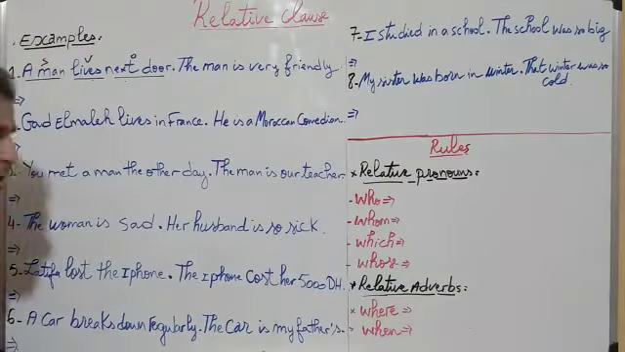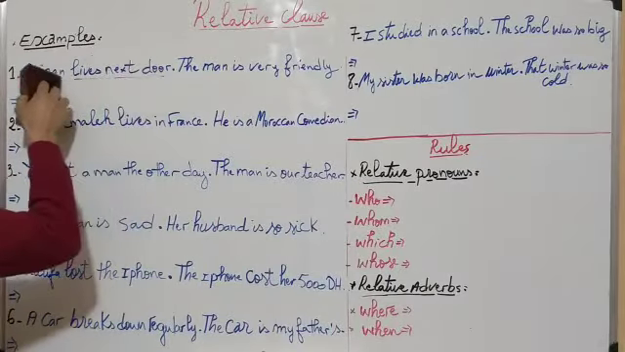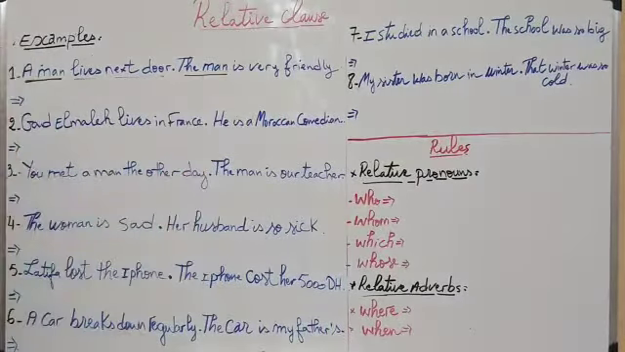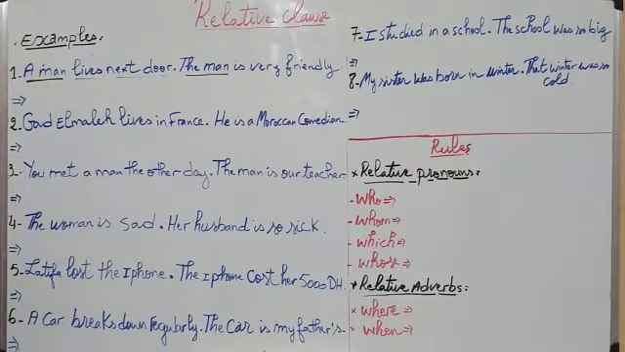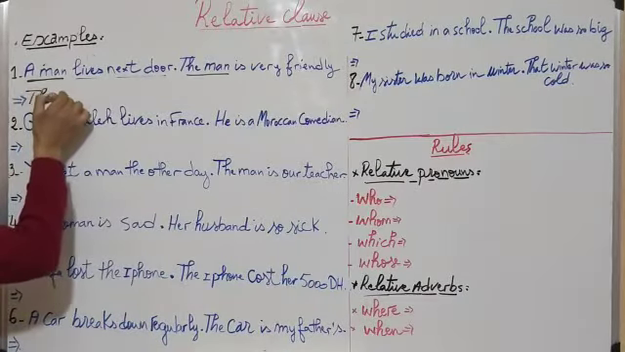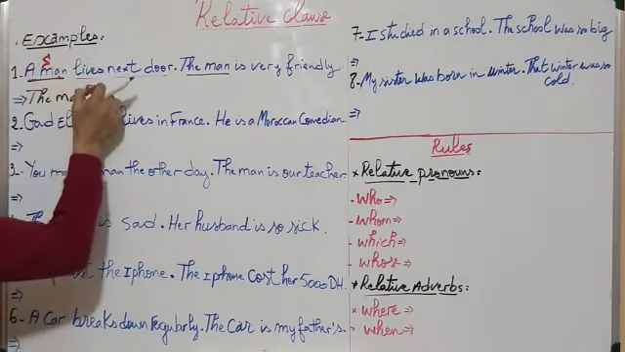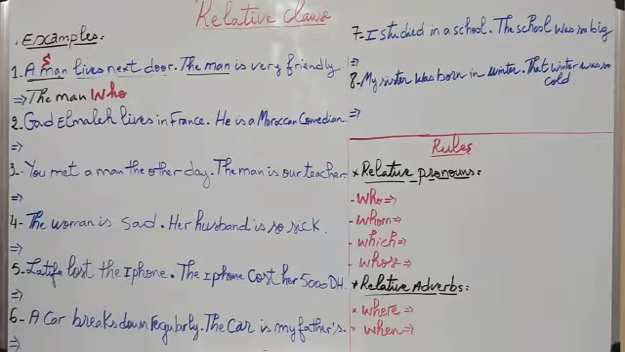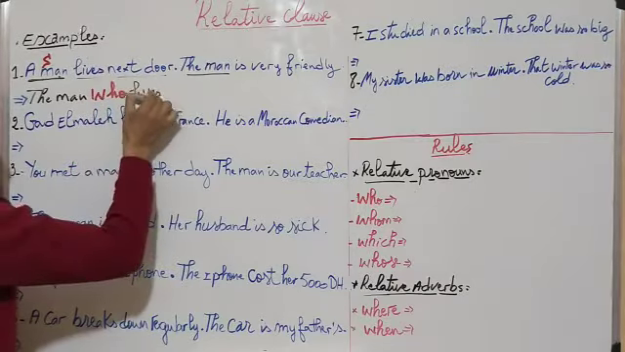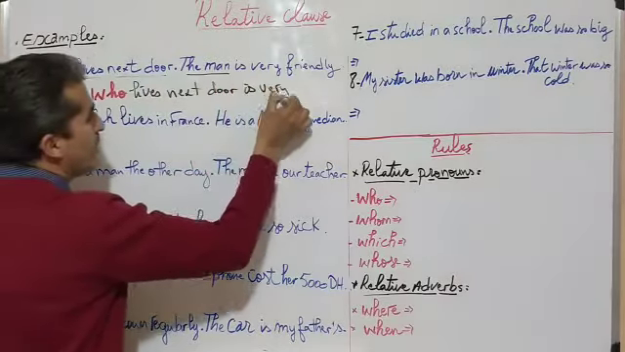Here, as you can notice, we have the repetition of the word a man, okay? We have a man, and here we have the man. The man here is a person. What shall we say here? We always start with the man, which is definite. So we say the man, okay? And we replace the first man, which is the subject, with the relative pronoun who. So we say the man who lives next door is very friendly.